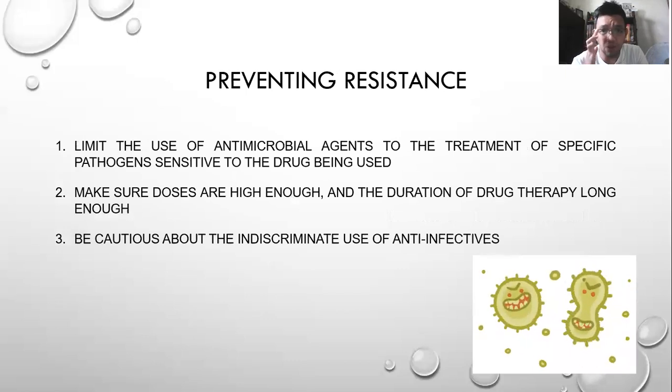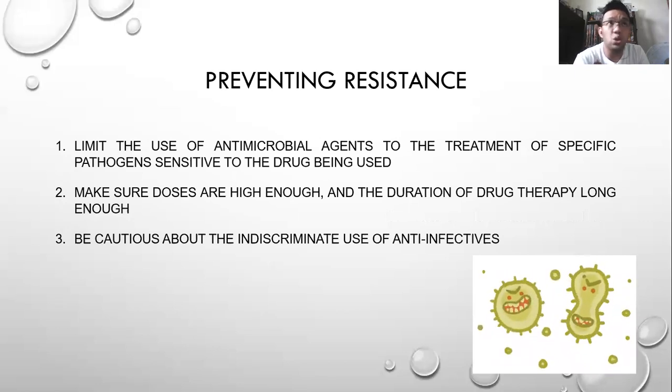So how to prevent resistance? Number one, limit the use of antimicrobial agents to the treatment of specific pathogens sensitive to the drug being used. So if the drug is narrow spectrum, or if that drug is not effective for that bacteria, then the doctor should prescribe a drug that is efficient in killing that specific type of bacteria.